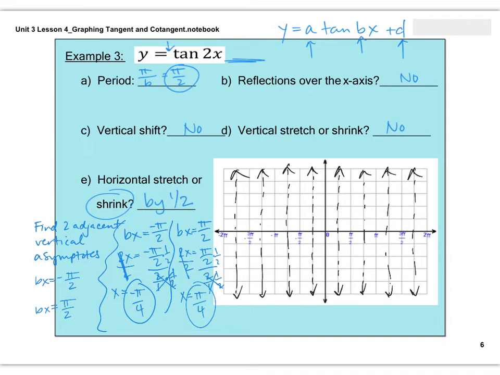Now, remember, we're supposed to take that interval and divide it up into quarters. So I'll just use yellow here. Let's go here, here, here. If I divide it into these sections, then I have 4 different little sections within those vertical asymptotes. For tangent, we normally start on the left and work our way right. And we're not going to have any reflections or a vertical shift or vertical shrink. So I'm just going to put this at -1 and this at +1.